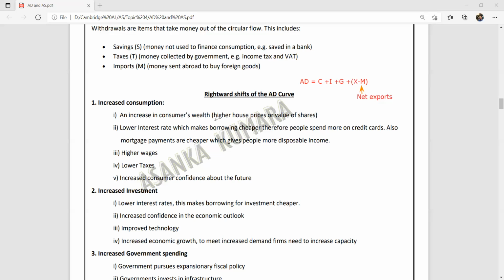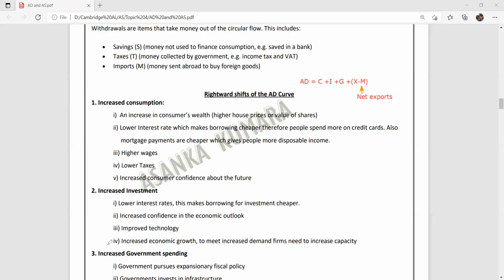And the next one, increased investment. As a second point, here I added some examples. These are only examples. There are more than this. Low rate of interest. With a low rate, of course, investors believe they have cheaper borrowing cost. They will spend a lot. Even increased confidence in the economic outlook. As a result, the economy's investment will rise.